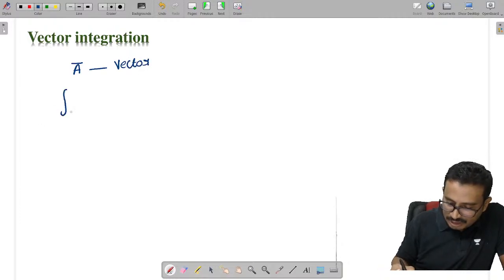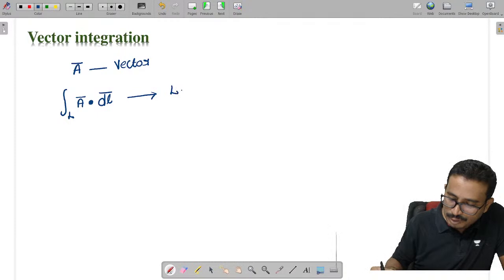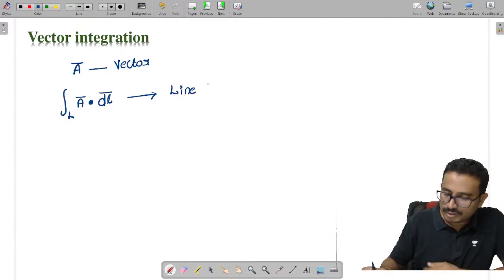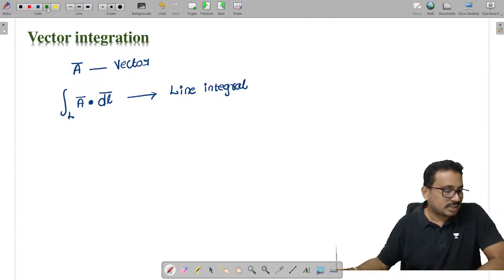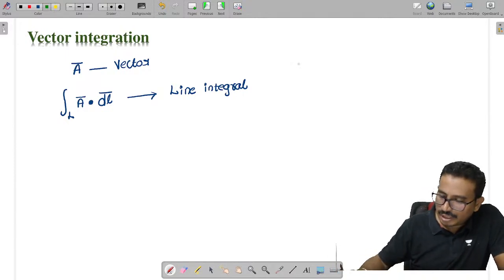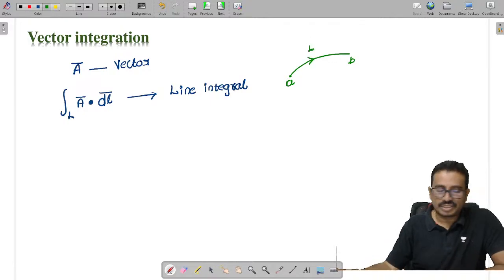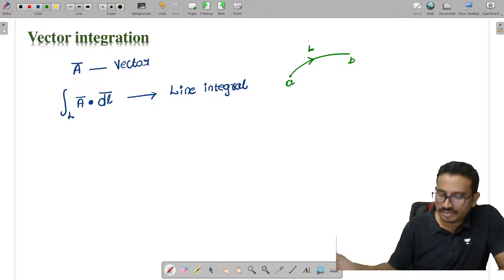So this is the integration of A dot dl, which is called a line integral. Integration of A dot dl is called a line integral. Line integration means we are finding the integration of some vector. Let us consider this is from A to B. Along this is the path, where L is the path of integration, or we can use a contour C.